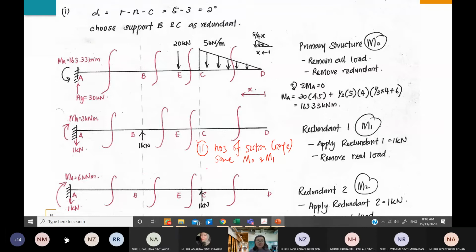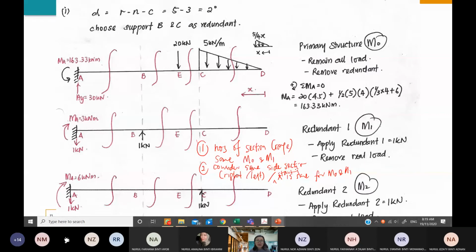Then number 2, consider same section, same side of section, meaning that if you are considering right or left, you do so the same for M0 and also M1. Or an easy way to say it, your starting X is the same for both systems, M0 and M1.